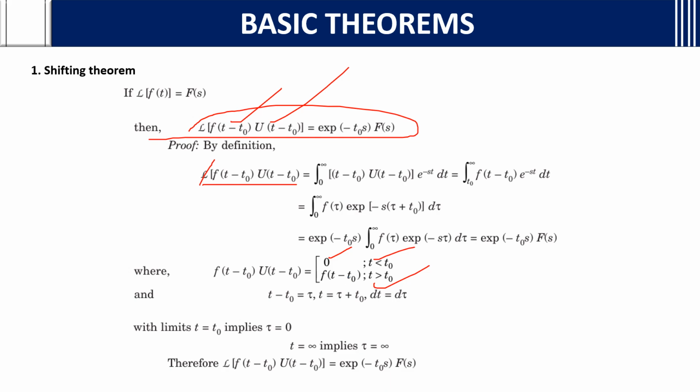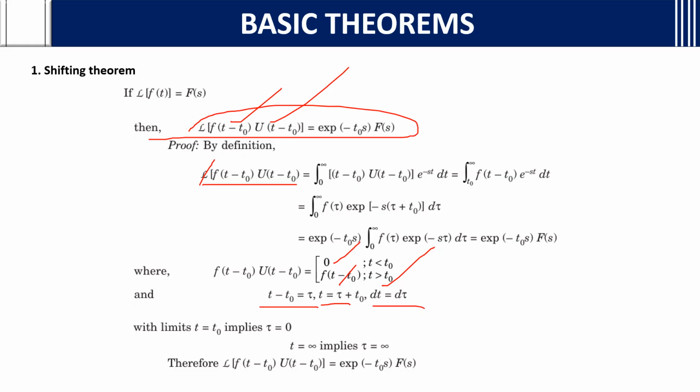If t is less than t naught, then f of t minus t naught into u of t minus t naught will be 0. If t is greater than t naught, it will be f of t minus t naught. So t minus t naught, if you take it as tau, then t will become tau plus t naught, and dt will become d tau.